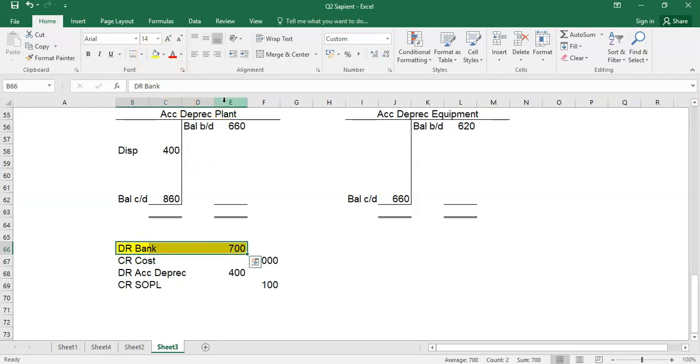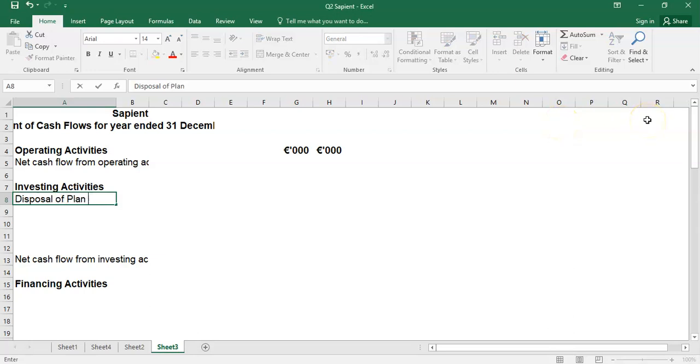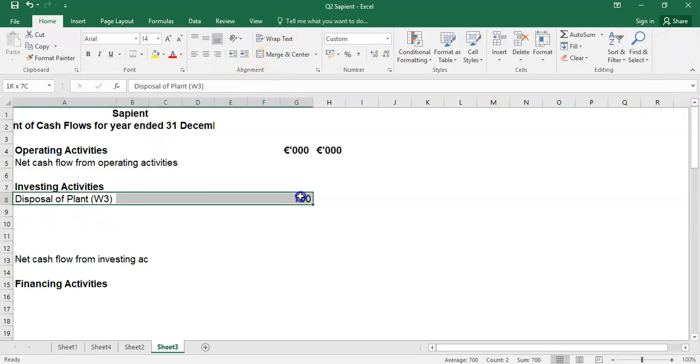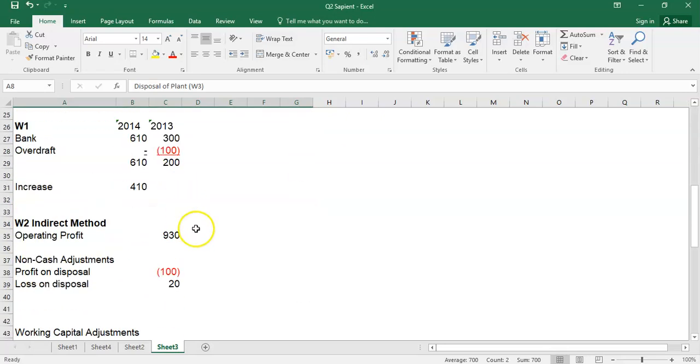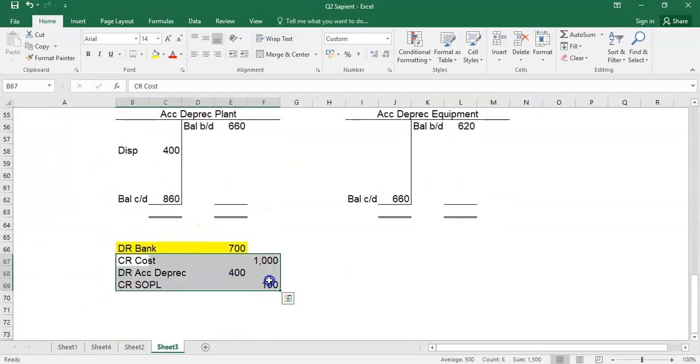So there are these workings that link together. You get the information for the disposal, but you're also now going to go back up here and say investing activities, disposal of plant, working 3, and you're going to say that was 700. And that's as simple as it is. So it's important just to understand where the figures are coming from as you get something slotted in and cross-reference the working. We figured out there that we disposed of plant, we made a profit, its net book value was 600, so you must have sold it for 700.